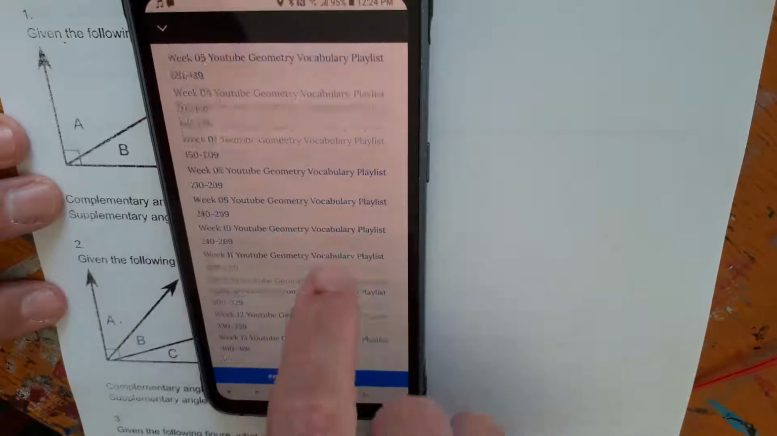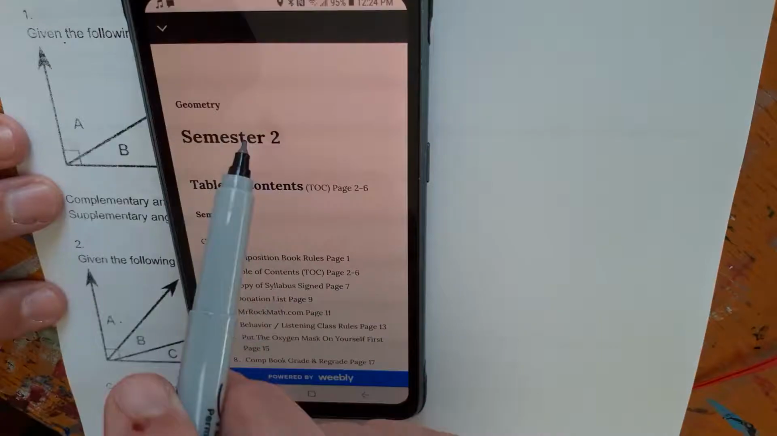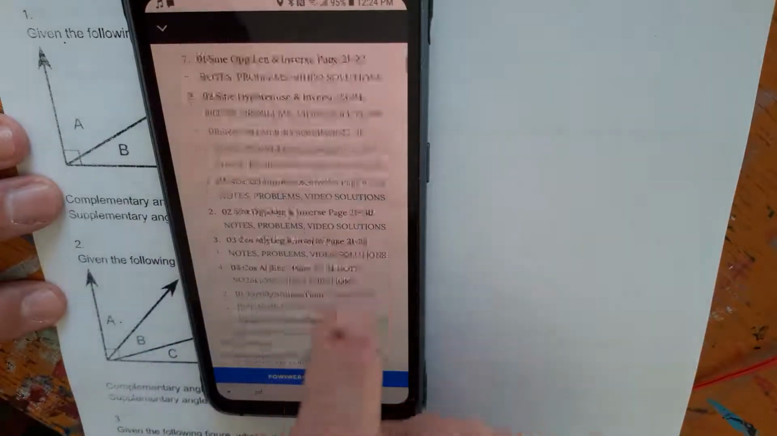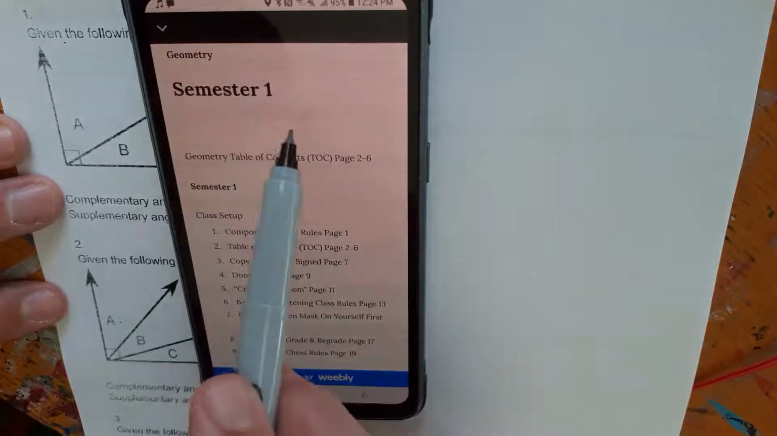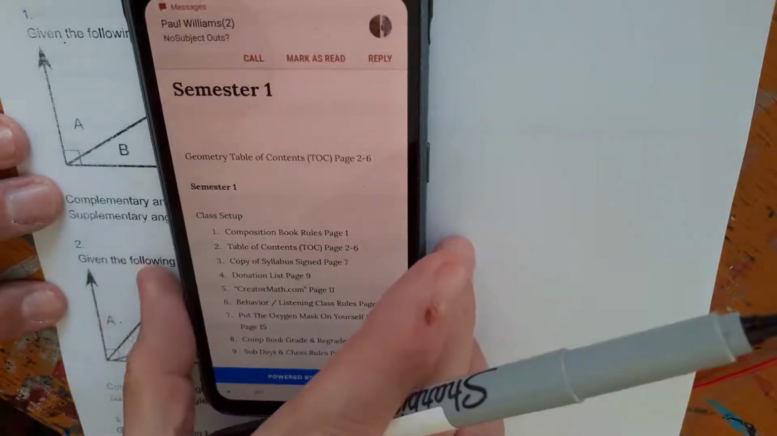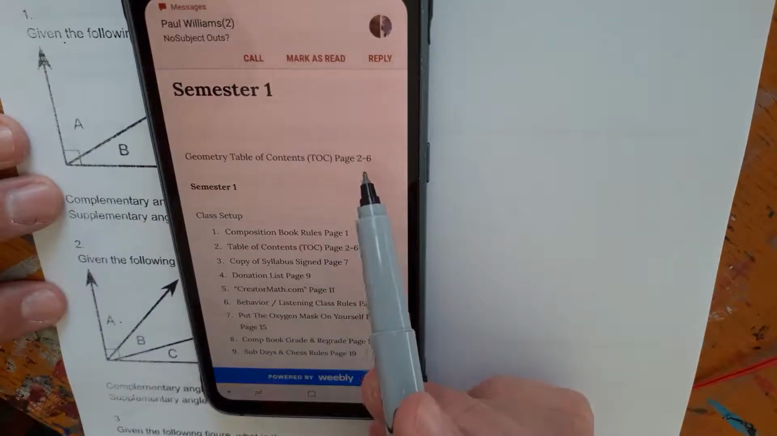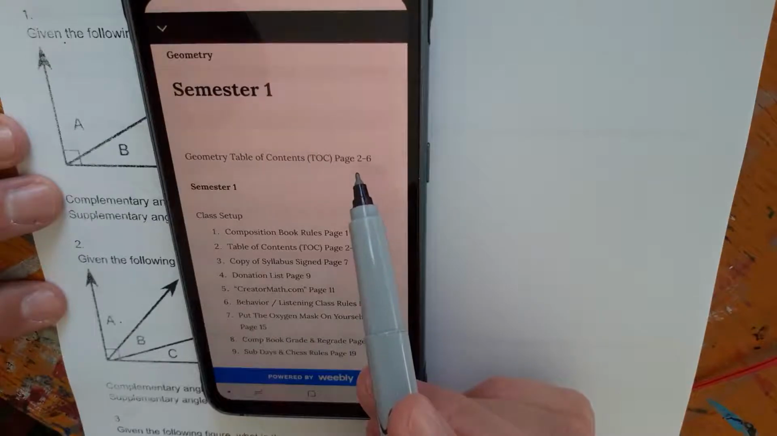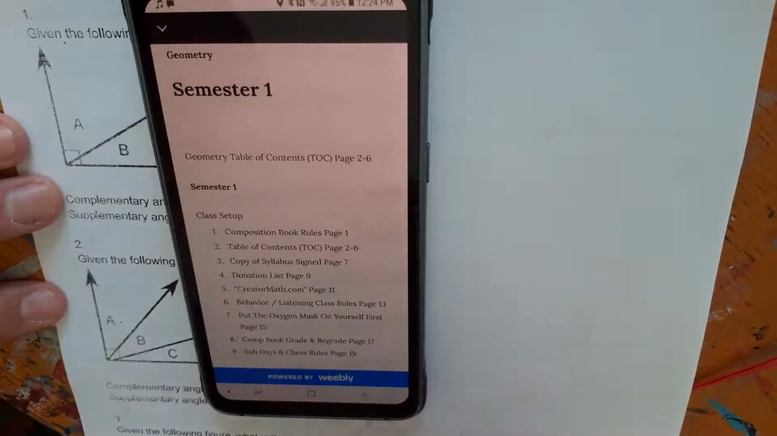And we're going to scroll down to the table of contents. This is a semester 2 table of contents. We need semester 1. And it's a little odd that it's out of order, but there's a reason for that. Just ignore that for now. Semester 1 is what we're looking for, a table of contents. This goes on pages 2 through 6 of your composition book. If you haven't copied it in there already, then go ahead and copy it in now.